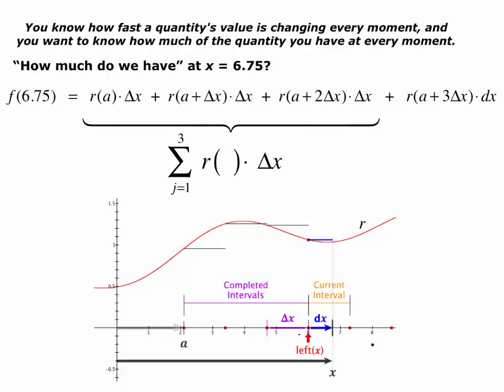They all look the same. So let's just write it once and then have some kind of notation that tells us what will happen as we go from one to the next. Okay? So this is it right here. This is our summation of they're all rate times change in x.